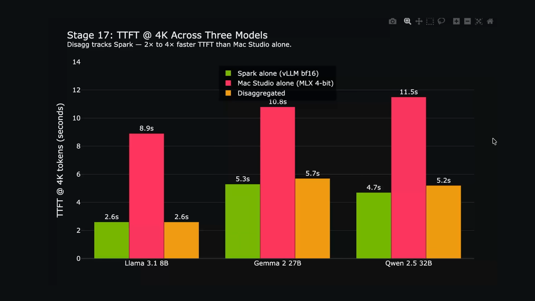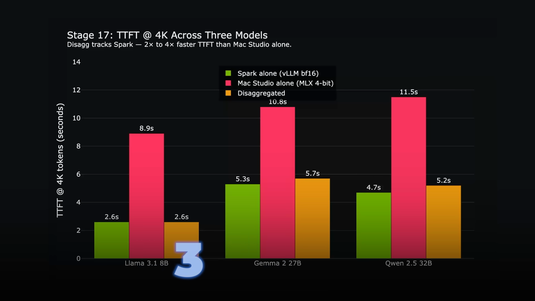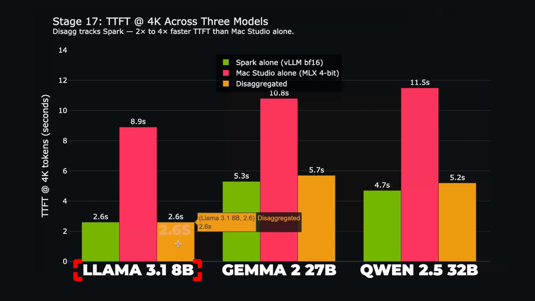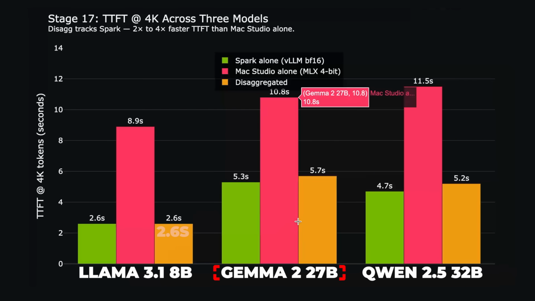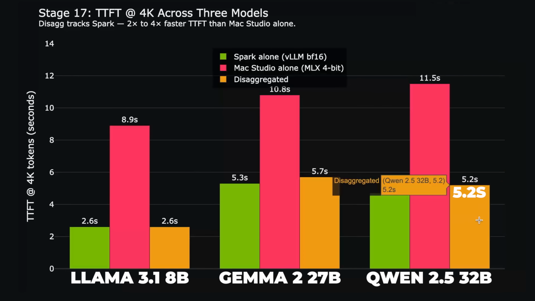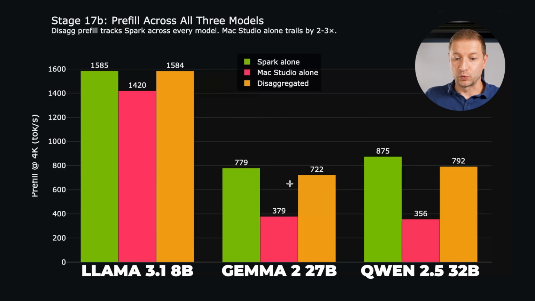All right, now what do these charts look like to you? Huh? We've got 3 models, 3 sizes, 3 architectures. What do they all have in common? Well, in every case, the disaggregated time to first token tracks the Spark. Llama 8B, 2.6 seconds, Gemma 27B, 5.7, and Qwen 32B, 5.2 seconds. So the Spark class prefill is always recovered. And the prefill advantage over the Mac Studio grows with model size.